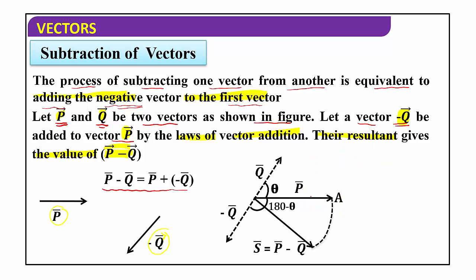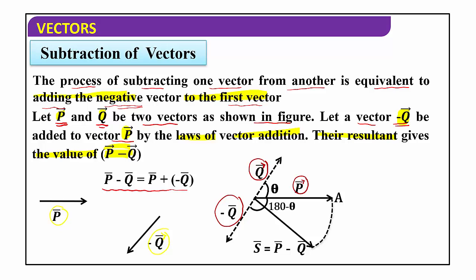Yes, now you can observe this picture. We considered vector P. This is along the line A. This is the first vector P. Then the second vector is vector Q, which we considered here. This is the positive vector. But we want a subtraction of vectors, so we should take it in the opposite direction. So now I am going to consider minus Q in the opposite direction.